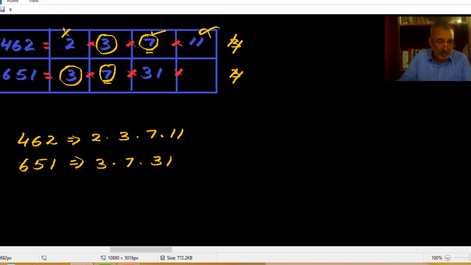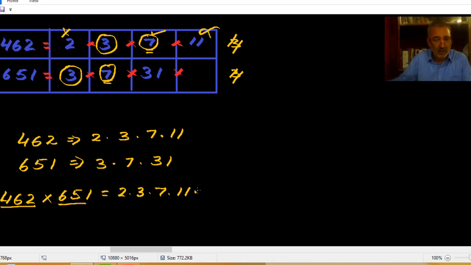What will be the product of these two numbers? 462 multiplied by 651. This number can be written as 2 into 3 into 7 into 11, and this number can be written as 3 into 7 into 31.